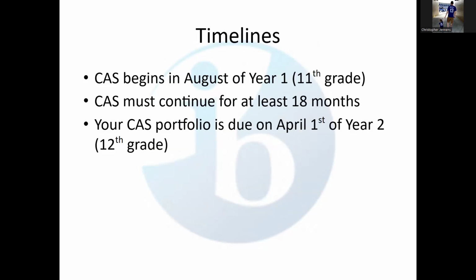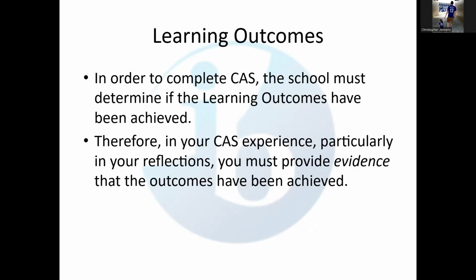The timeline for CAS is that it starts day one of the student's junior year, and IB states that it must continue for at least 18 months. So it is an ongoing thing that students will do over the course of 18 months. Here at Lincoln, the CAS portfolios are due April 1st of their senior year. What's included in those CAS portfolios is what we'll talk about next.